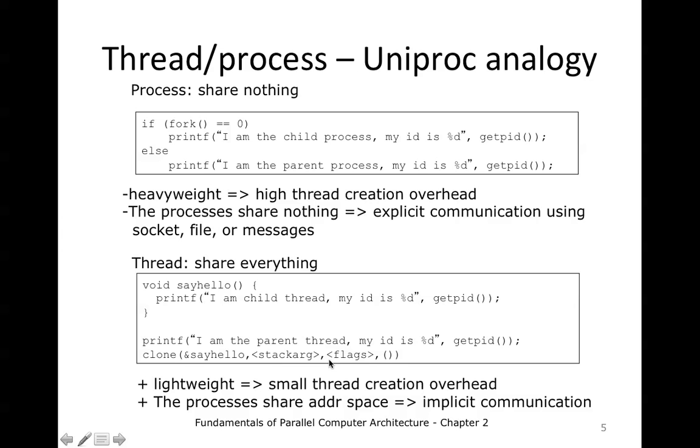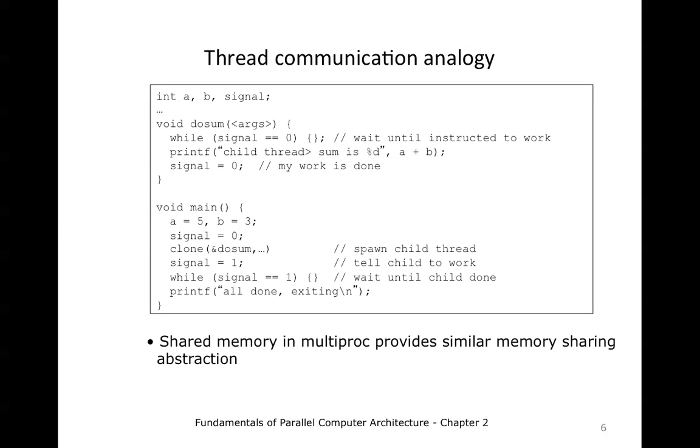the arguments. Once you call clone, the thread will start from the following program counter, which is the say hello function. So that's pretty much the analogy for shared memory versus message passing. The shared memory programming model is like programming using threads. The message passing programming model is programming using processes. Let's look at some examples.